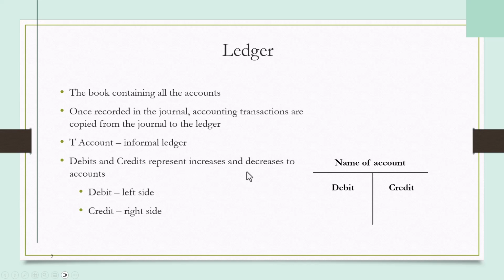And these represent increases and decreases to the accounts. And I talked in the last video about how you have to really just ignore what you think of when you think of debits and credits, because in accounting, they are just left side and right side.